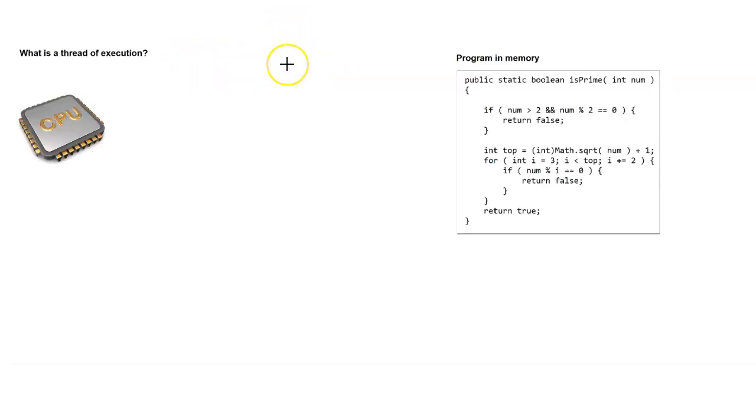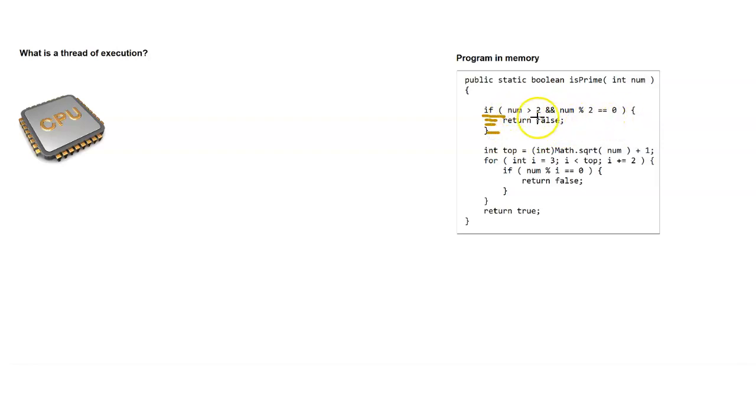Imagine we have our CPU and a compiled program in computer memory. Once this program is compiled in its binary form, it becomes a list of instructions that the CPU can understand. For example, this Java example checks whether a number is prime. The if statement may generate a certain number of instructions.